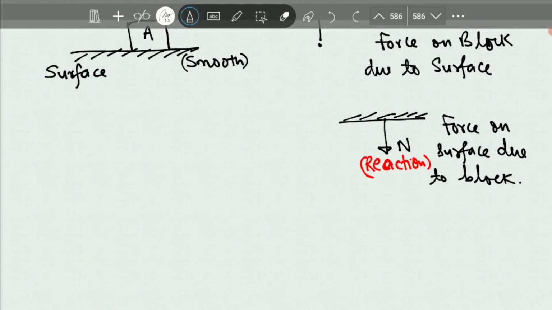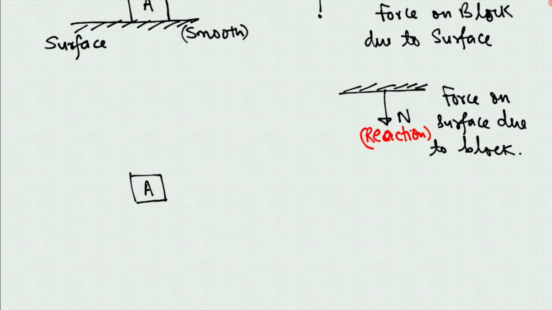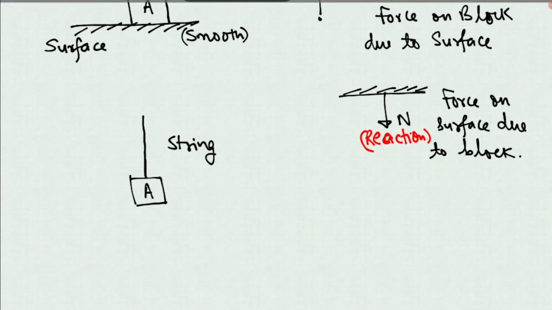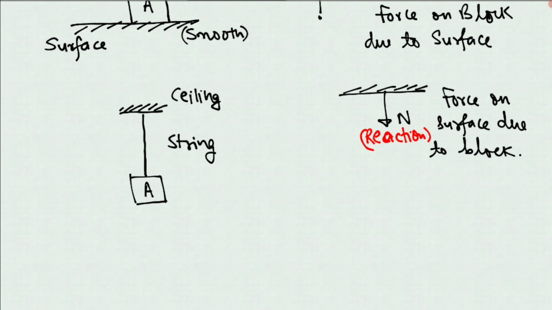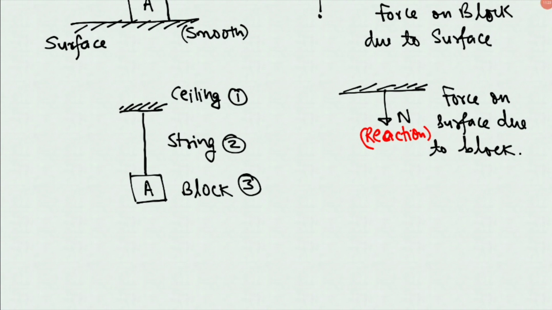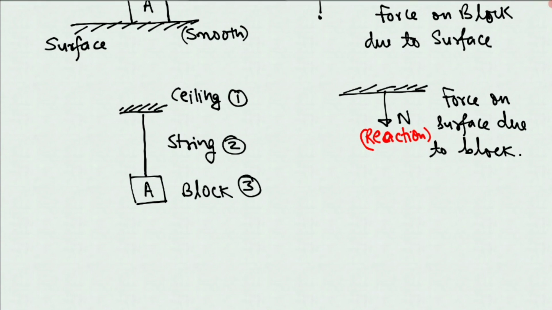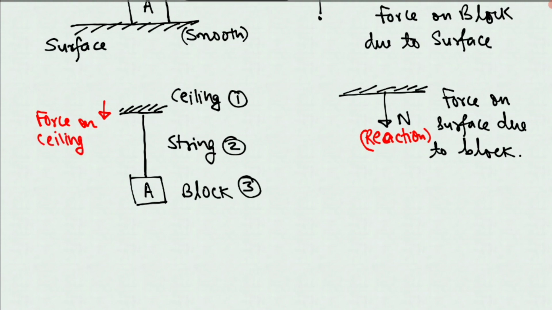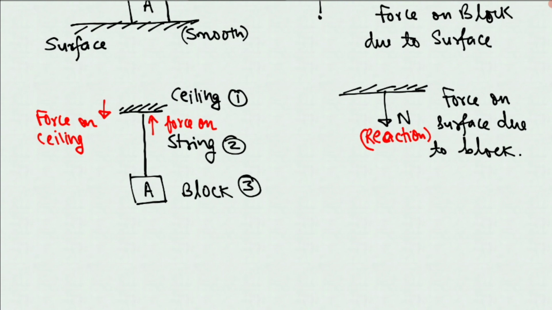Let's consider a case in which a block is interacting with a string. This is the block A and it is connected with a string. The other end of the string is fixed to the ceiling. Now here we have three objects: ceiling, string and the block. String is pulling the ceiling, so force on ceiling is downward. And the ceiling is pulling the string up, so force on string is up due to ceiling.